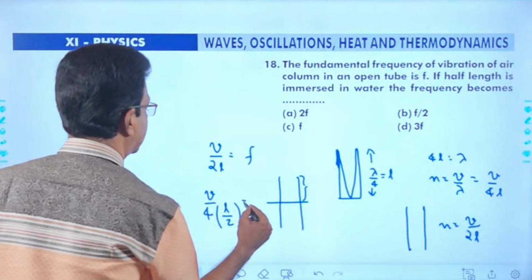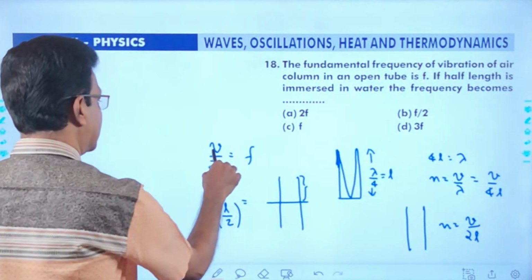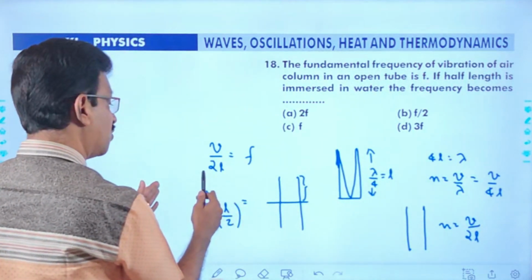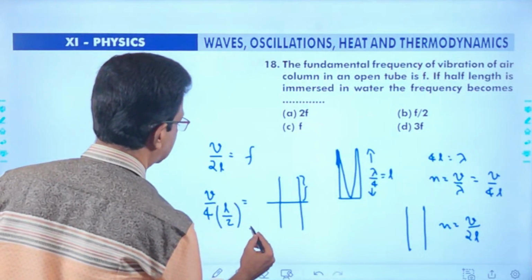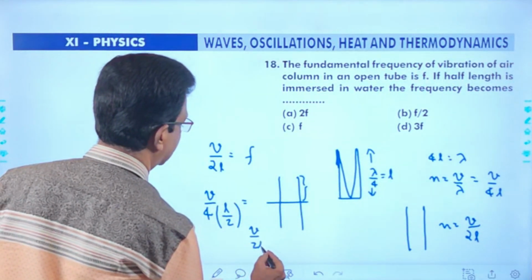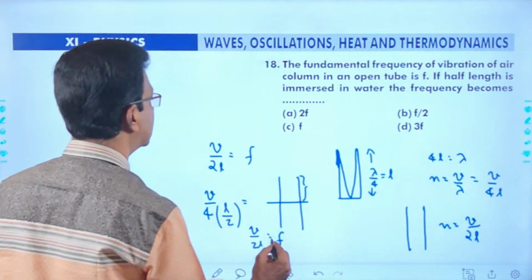Now, what will be the frequency? Here V by 2L equals F. Here the formula is V by 4L, but the value of L becomes L by 2. Therefore, it becomes V by 2L itself. Therefore, it is also F.